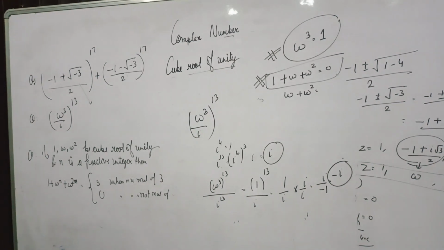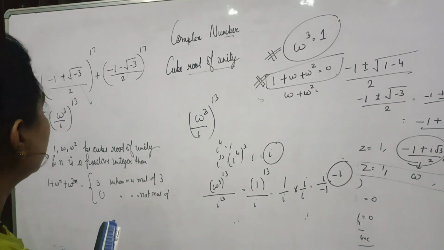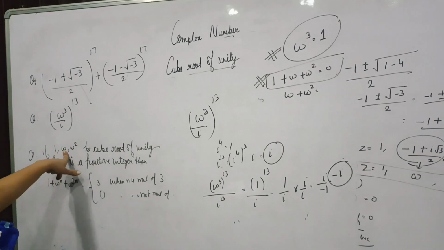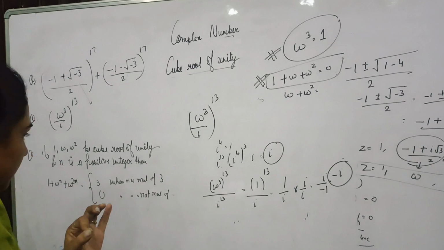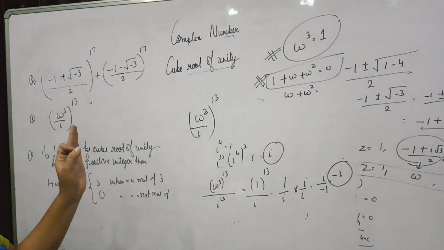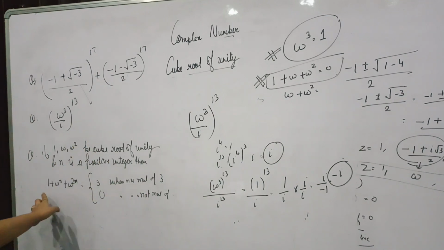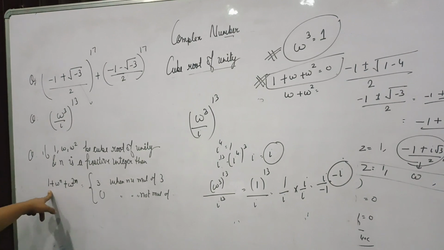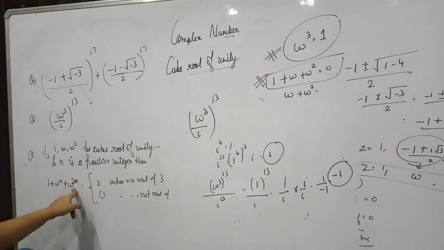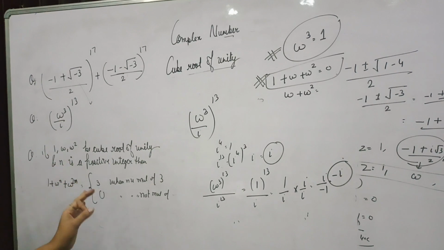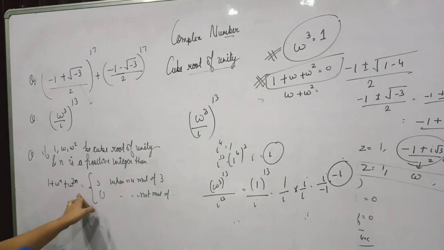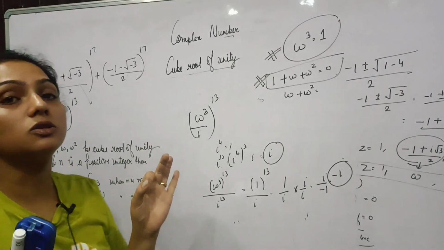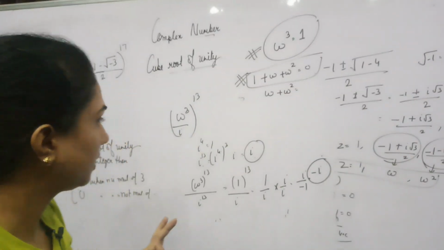Our last question is: if 1, omega and omega square are the cube roots of unity and n is a positive integer, then the equation is given: 1 plus omega raised to power n plus omega raised to power 2n. You have to prove that this equation is equal to 3 when n is a multiple of 3, and this equation is equal to 0 when n is not a multiple of 3.